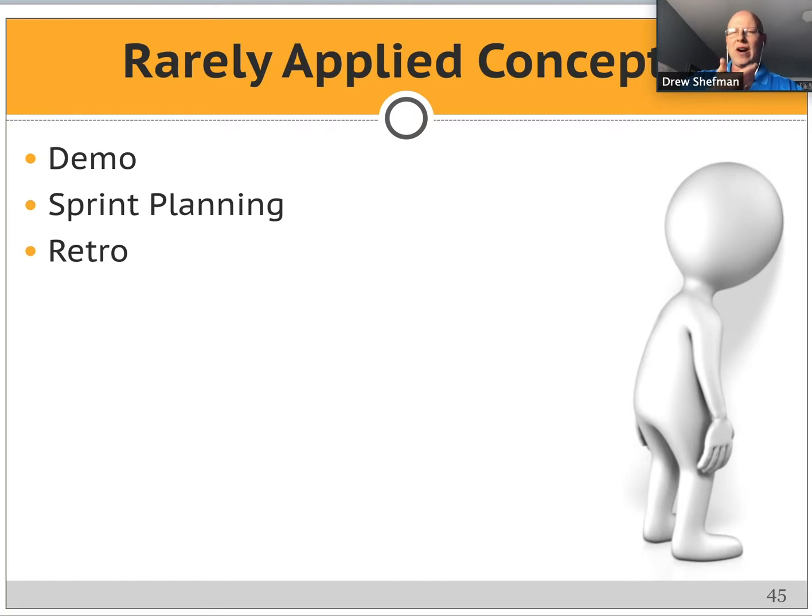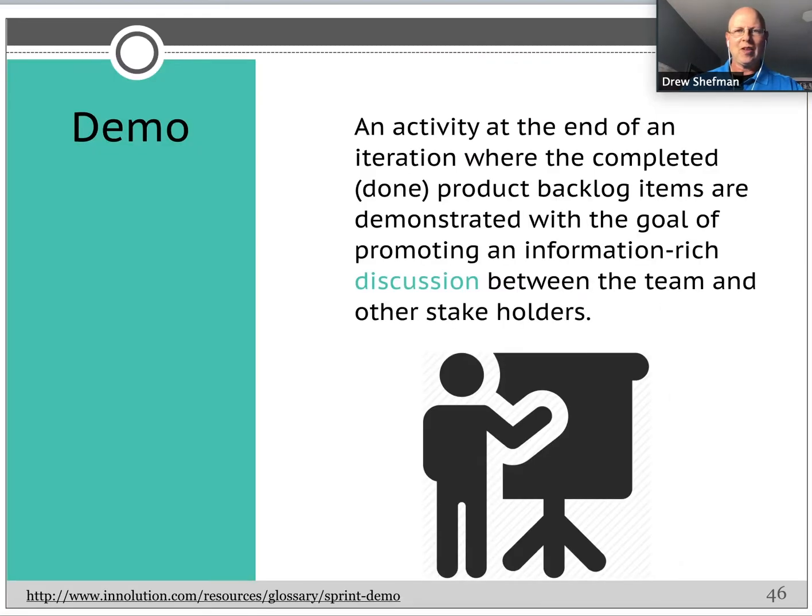And then finally, some rarely applied concepts that you'd find during a natural disaster are the demo, the sprint planning, and the retro. Now let me define these first, as I can already see that you're thinking about how this would work during a flood. So a demo, just to define it, is an activity at the end of an iteration where the completed or done product backlog items are demonstrated with the goal of promoting an information-rich discussion between the team members and other stakeholders.